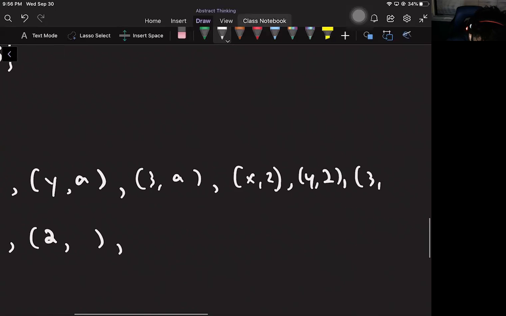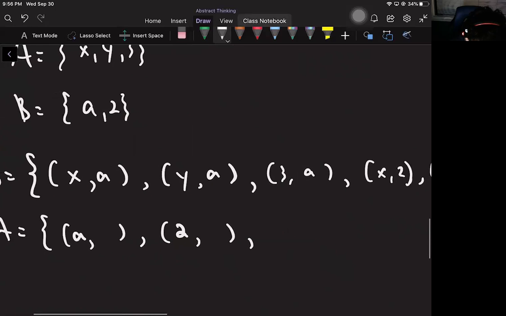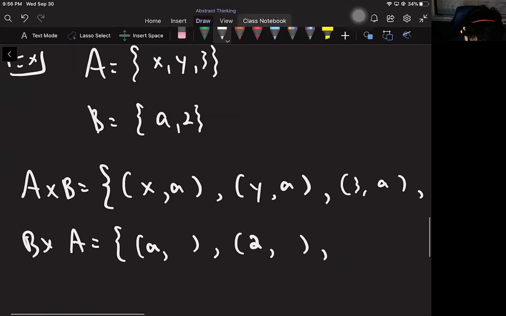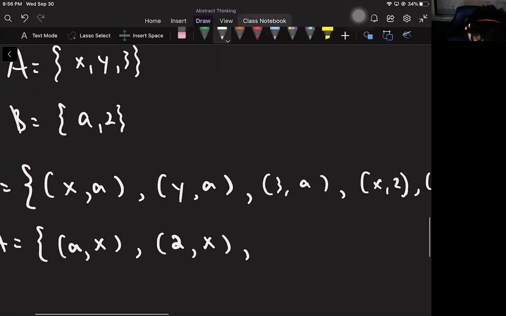Over here, to finish that one up. And here, A can be paired with, so now the big A is the second set, so the second coordinates all come from big A, so the second coordinate can be X for A, or it could be X for 2. But then the second coordinate could also be Y for A, and Y for 2, sorry.